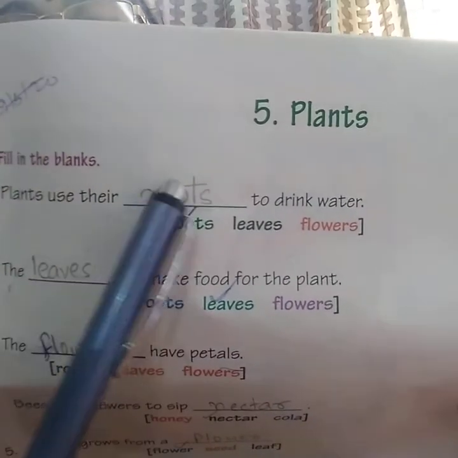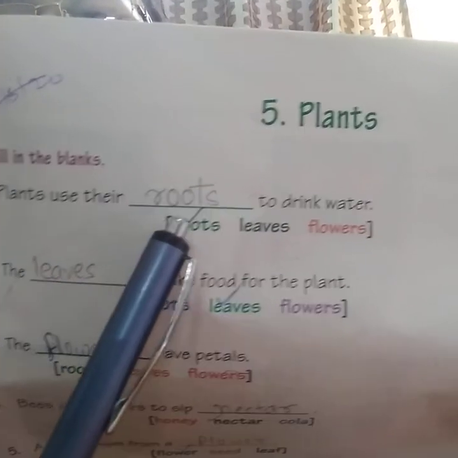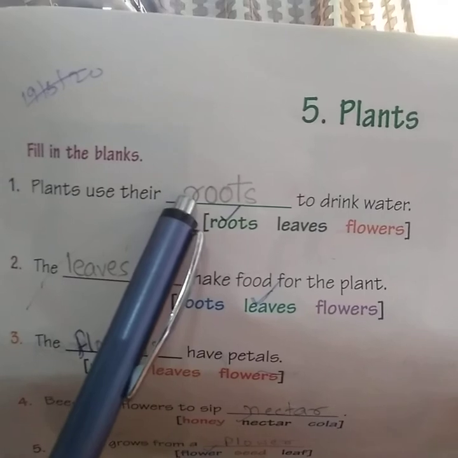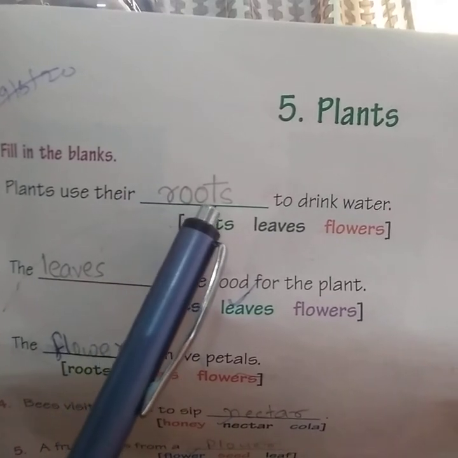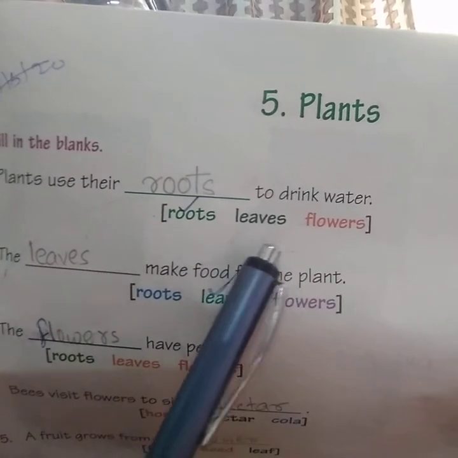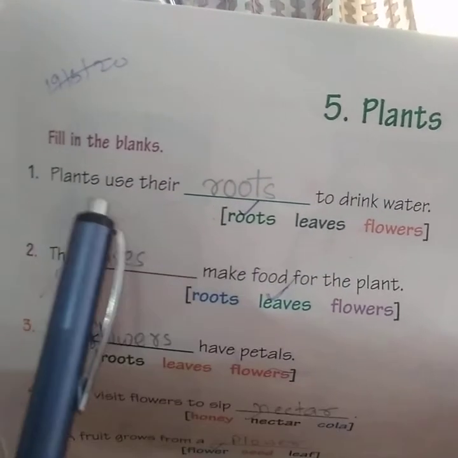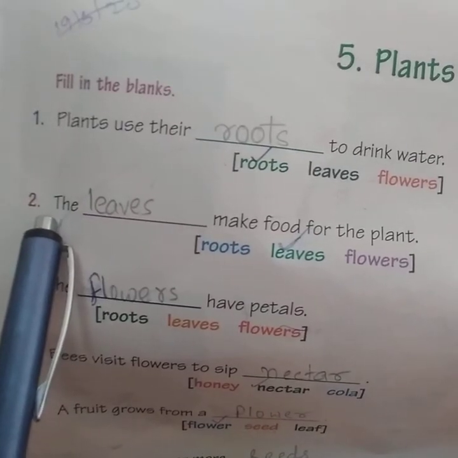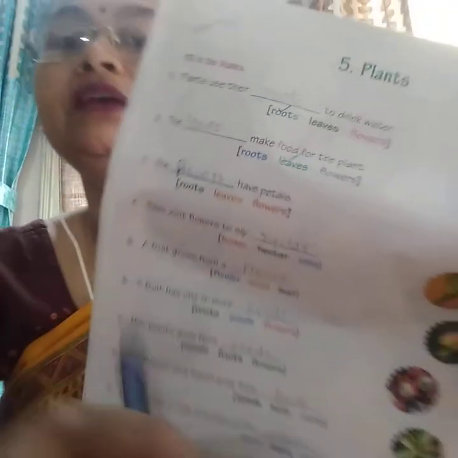Understood? R-O-O-T-S, roots, for number 1. Write down R-O-O-T-S, roots. This is the correct option. Three options are given, and this is the correct option for number 1. Done? Now we will come to number 2. Is it clear? I hope it is.